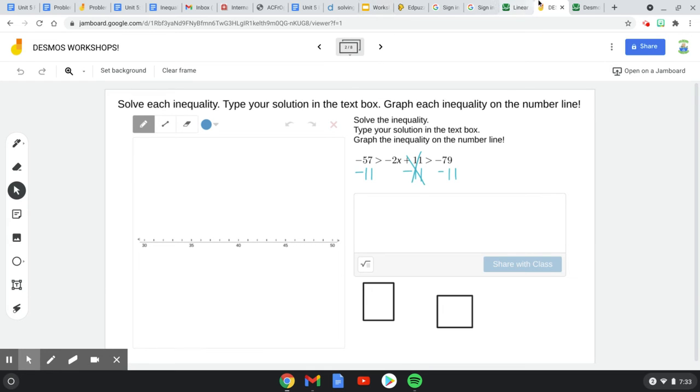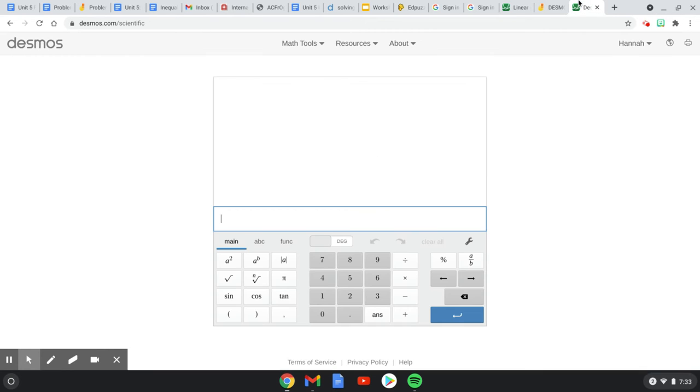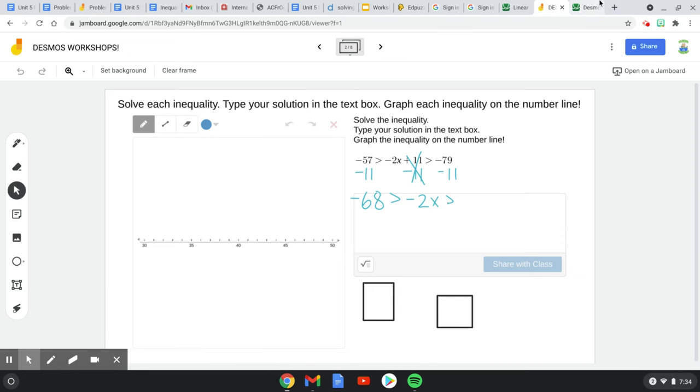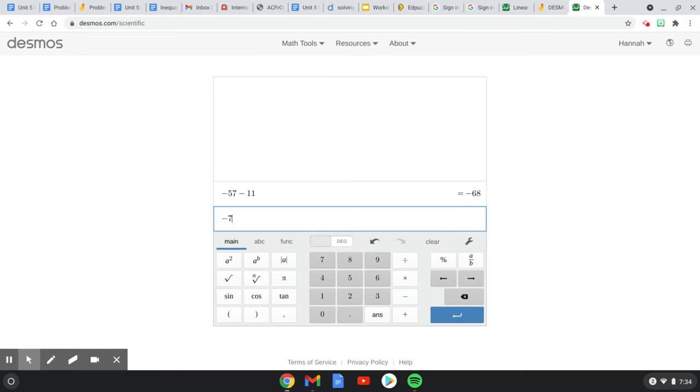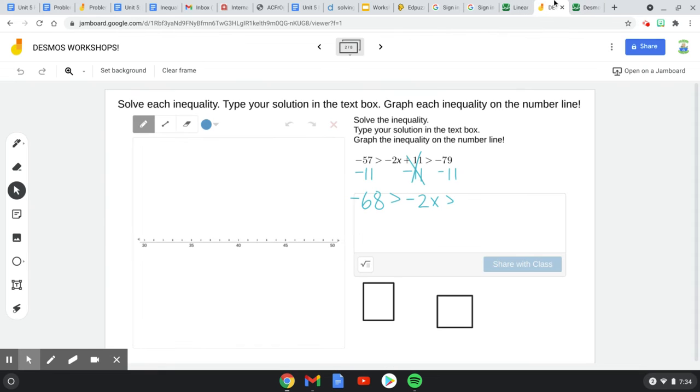If you need Desmos, you should have it up. We've got negative 57 minus 11, which leaves me with a negative 68, bringing the inequality sign down. And then I've got negative 79 minus 11, which gives me negative 90. Perfect.